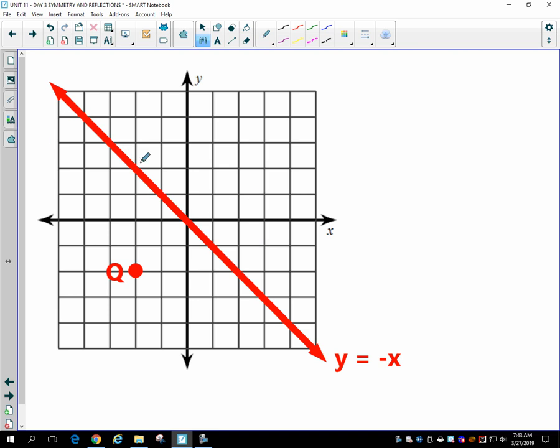The line y equals -x, hopefully you notice, goes the opposite direction. It still goes through the origin, but now we're going down 1 over 1, down 1 over 1. It has a negative slope. That's why there's a negative in front of the x.